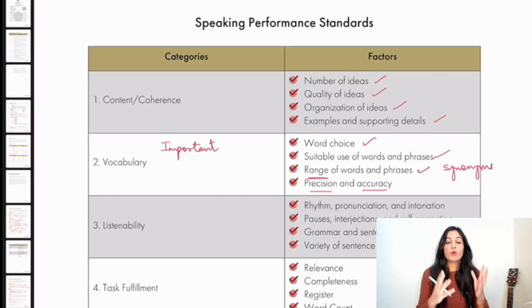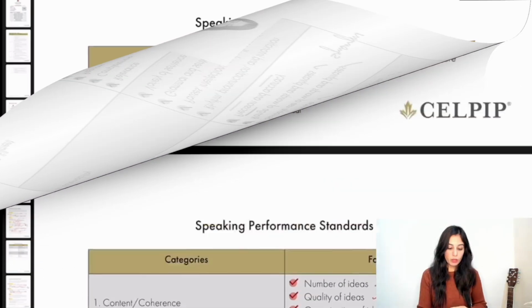You need to know where you have to use a certain word. If you're not sure about the meaning of a word, if you're not sure about the context in which the word should be used, please do not use it. Use a simpler word, because that will impact your precision and accuracy.